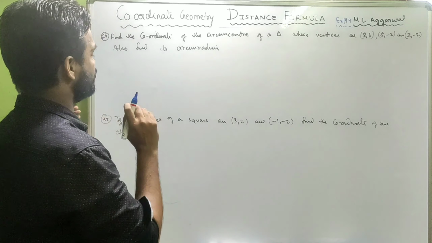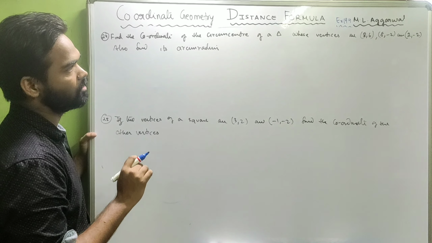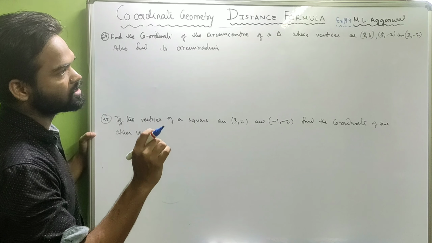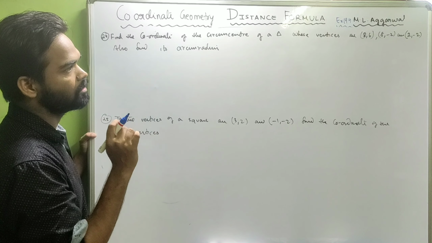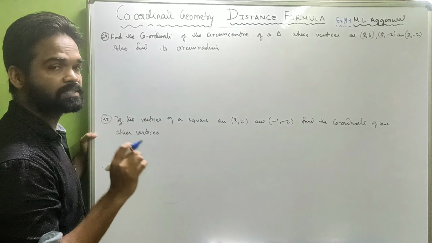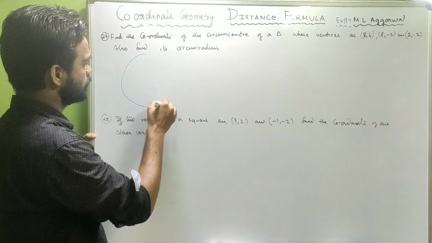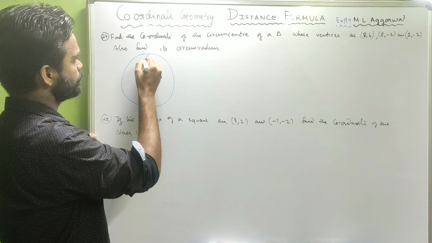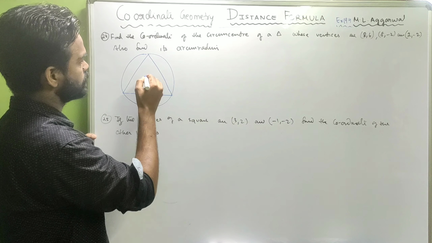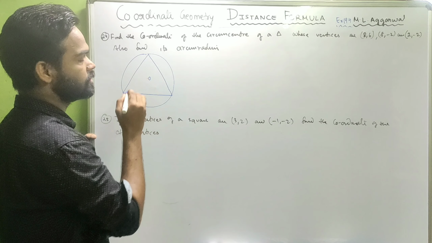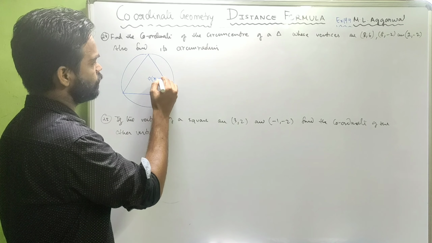Now look at this sum, very interesting. 24. Find the coordinates of the circumcenter of a triangle whose vertices are (8, 6), (8, minus 2) and (2, minus 2). Also find its circumradius. Now just let us draw a circle and you have a triangle inside it. Okay, suppose O is the circumcenter. Suppose the coordinate is (x, y).